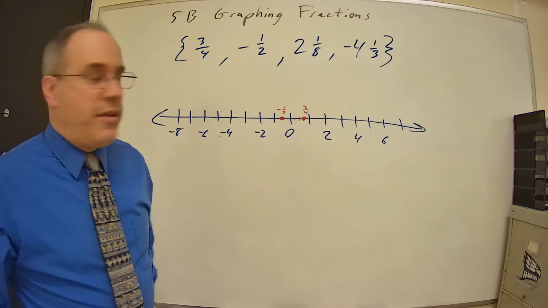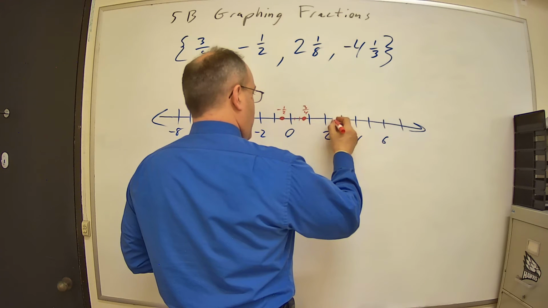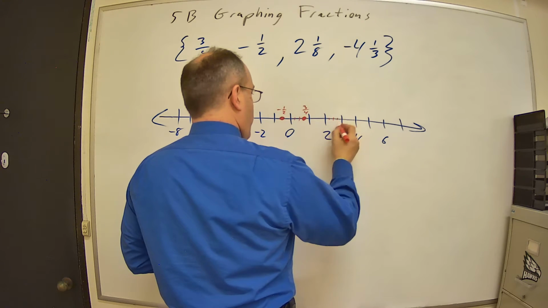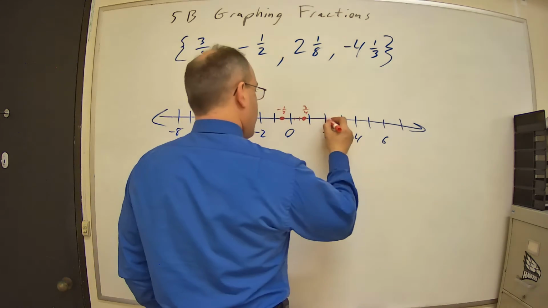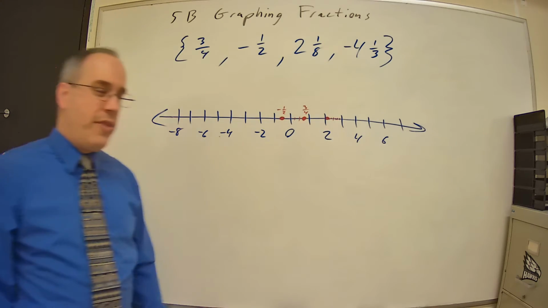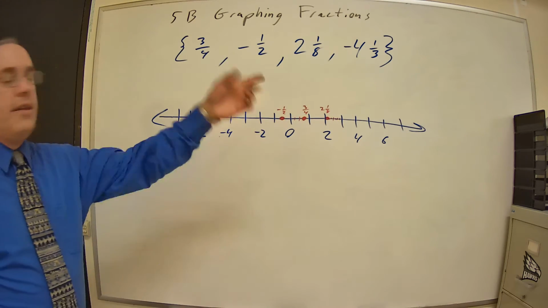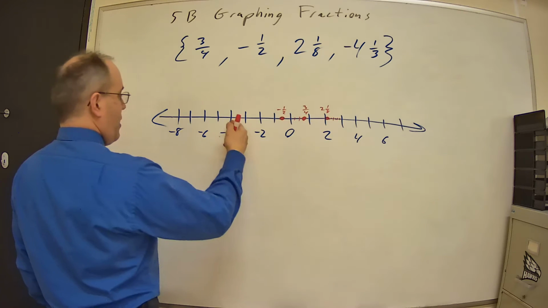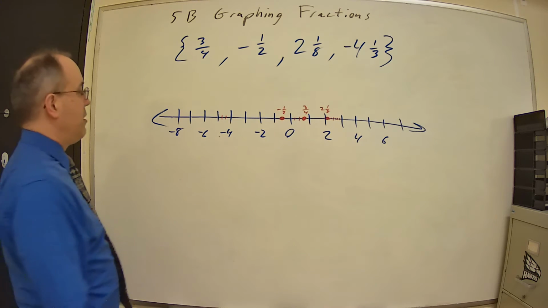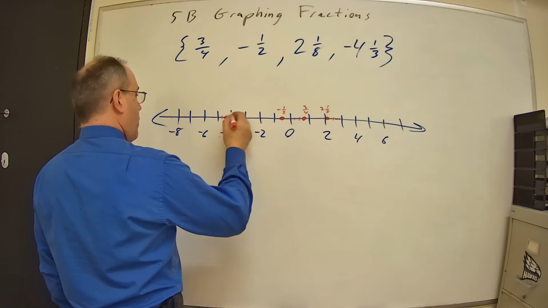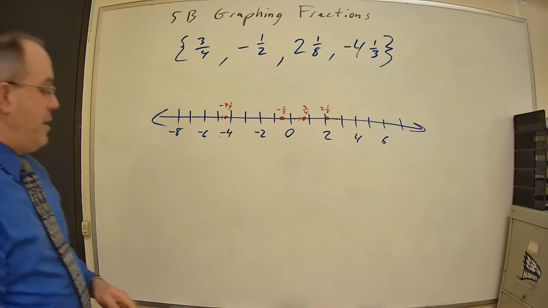2 1/8. So when we get to 2, we've got a portion of this that's going to get broken into 8 pieces. Well, I can break that into 2 pieces, 4 pieces, 8 pieces. So 2 1/8 puts me right about there. So that's 2 1/8. And then -4 1/3, I'm going this way. I get to -4, and I'm going to keep going that way. I need to break this into 3 pieces. -4 1/3. So that's plotting those points.